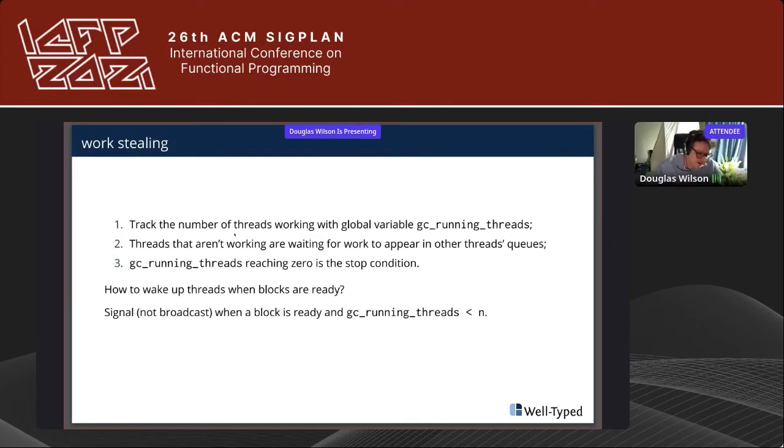The tricky thing here is that there are many, many blocks made available for workers to work on during a GC, and we'd like to minimize the number of syscalls we make. So we just signal this condition variable so that a single thread wakes up, and we only do it when the number of running threads is less than all of them. That means most of the time all the threads are running and we're not going to signal. When we do signal, we just signal one thread to wake up. If there's more work and more threads waiting, there's going to be another block soon, which is going to signal and wake up another thread to get going.